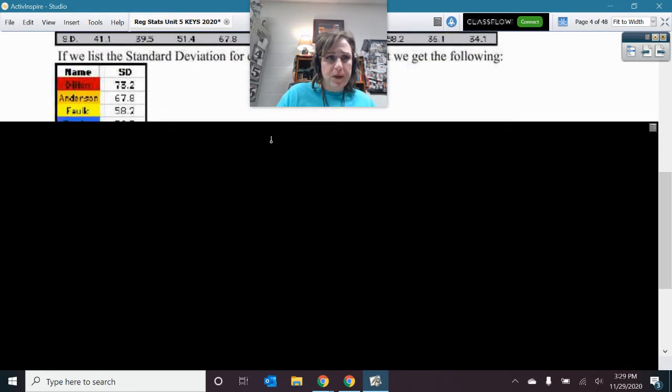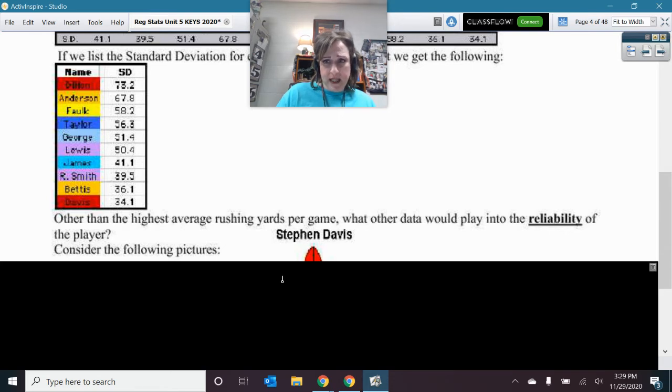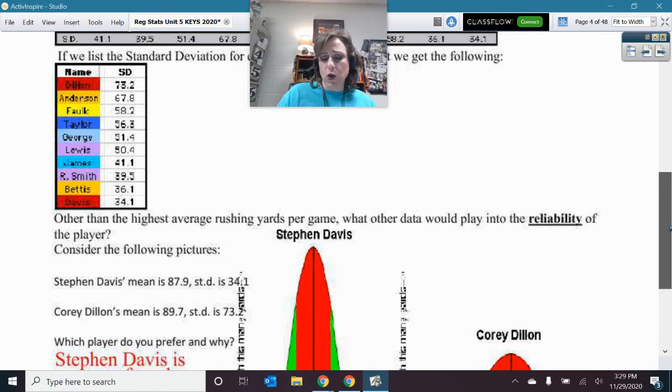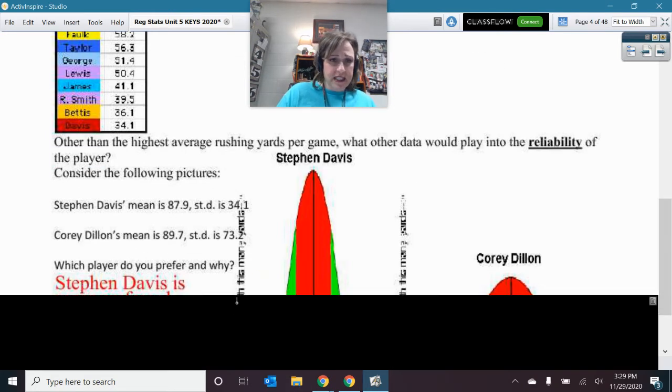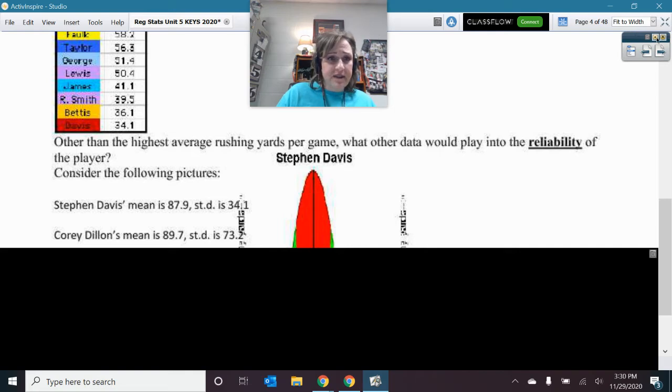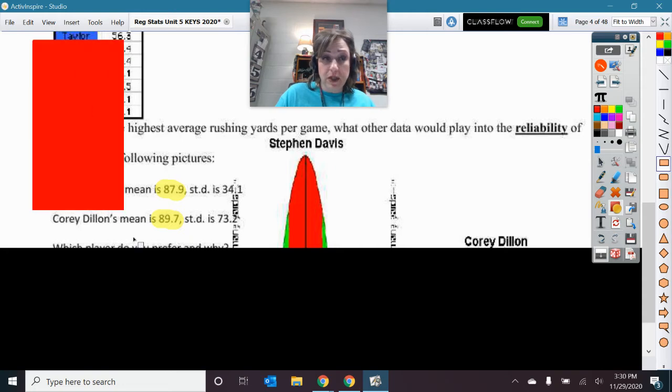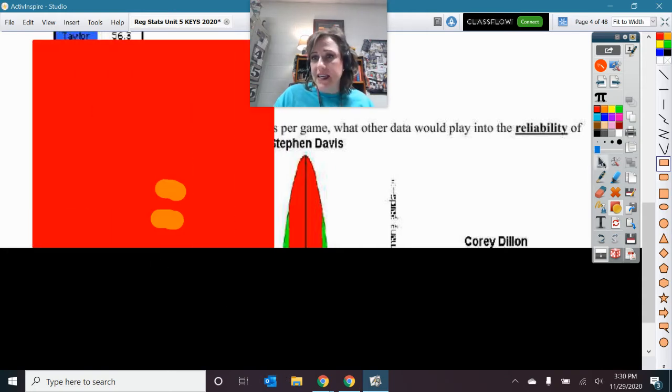So here we go. We're going to examine two different players, Stephen Davis and Corey Dillon. What's interesting is Stephen Davis had a mean, an average, of 87.9. Corey Dillon had a mean of 89.7. So similar averages. Okay, that's important. We had similar averages, but what's very different about them is the standard deviation. Very different standard deviation.